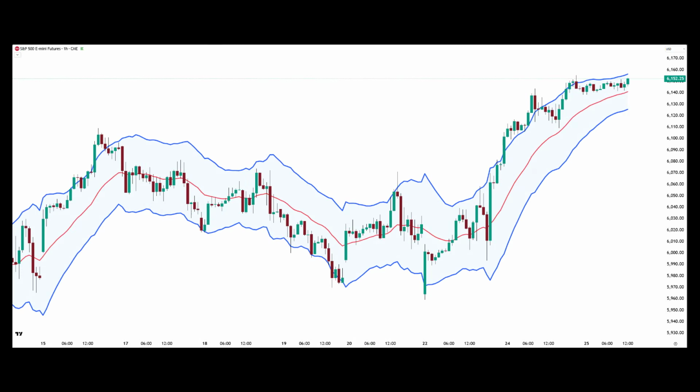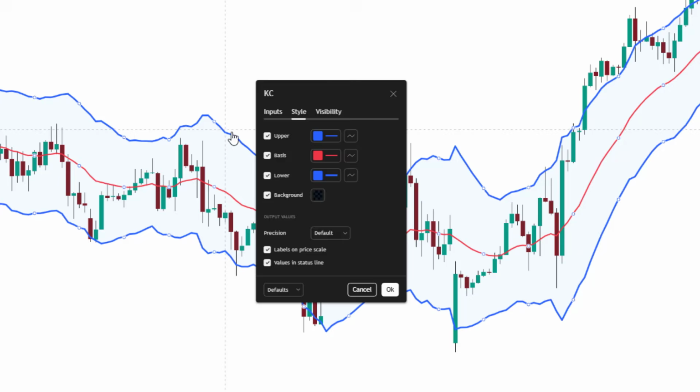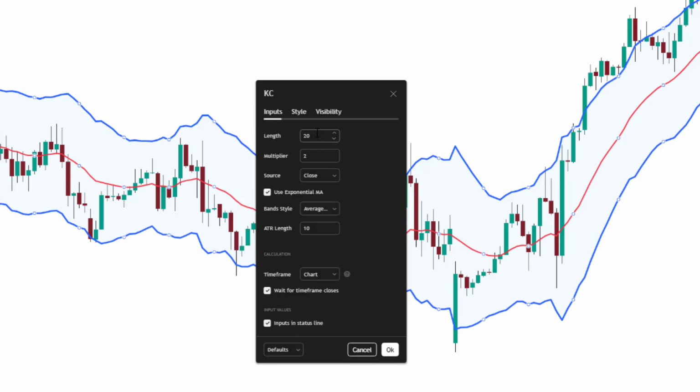So what does the Keltner Channel look like on the charts? Well, here we've got the 1 hour S&P 500 E-mini futures contract. I've overlaid the Keltner Channel. I'm using TradingView here. Let's just drill into the variables. You can see their inputs. There's the standard settings that I mentioned, the length 20, a multiplier 2.